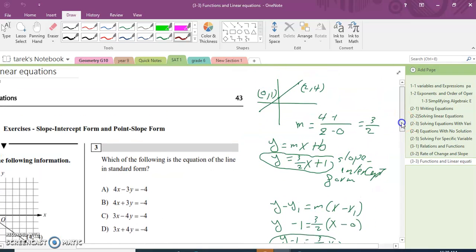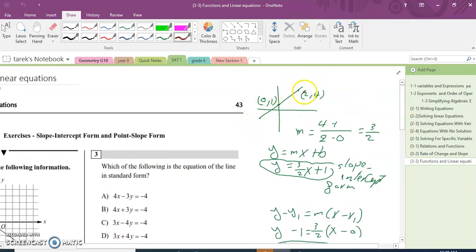Suppose that you have a line like this one in the Cartesian plane, and it has 2 points, (0, 1) and (2, 4). We can write the equation of this line in three forms. The first form is y equals mx plus b. This is called the slope-intercept form. Why do we call it slope-intercept form? Because it appears from the equation, the slope, which is 3 over 2, and the intercept, which is 1, the y-intercept. The y-intercept means the point where the line intersects with the y-axis.